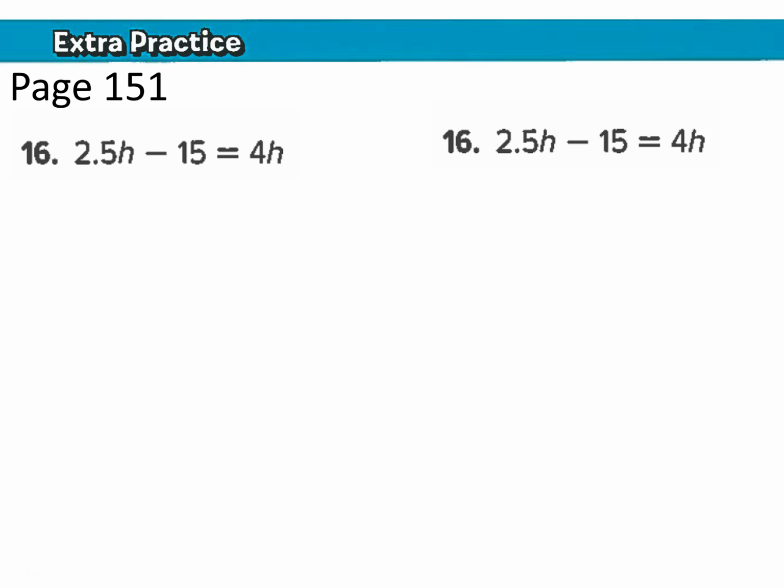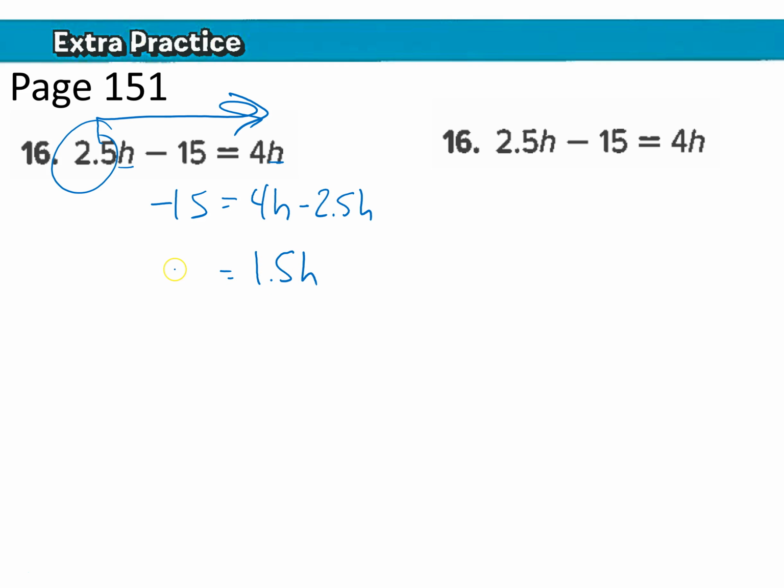A few more here. All right, doesn't matter if you have decimals or not. You want to get your h's together. So I'm going to take this 2.5h and move it over here. That's going to give me 4h's minus 2.5h's and negative 15 here. This gives me 1.5h equals negative 15. I'm going to divide both sides by 1.5.